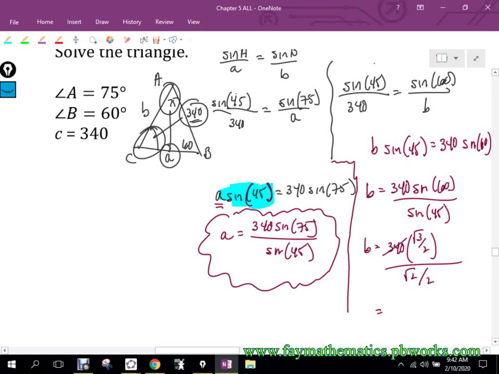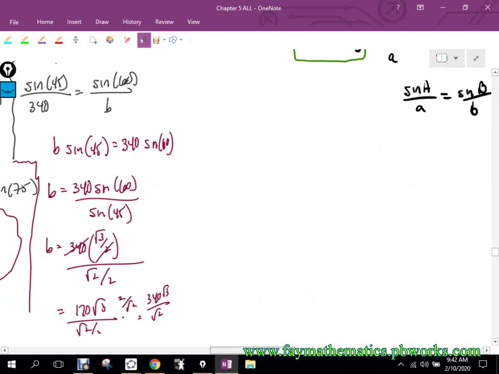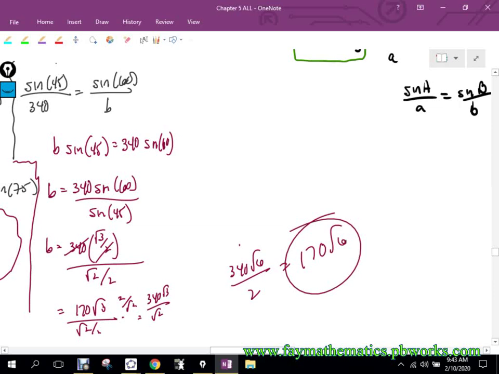So what's 340 times a half? 170. So we get 170 radical 3 over radical 2 over 2 multiplied by the reciprocal. So I get, again, 340 radical 3 over radical 2. We can keep going. We want it to be 340 radical 6 over 2. 170 radical 6 ends up being our exact answer if we didn't make any errors there. That make sense? Yes, sir.